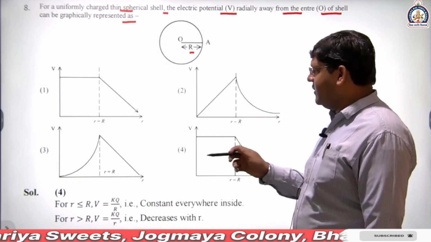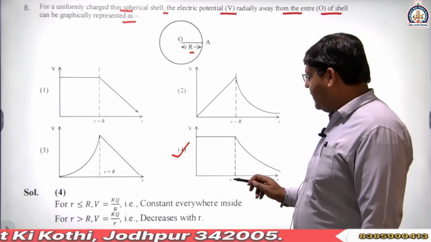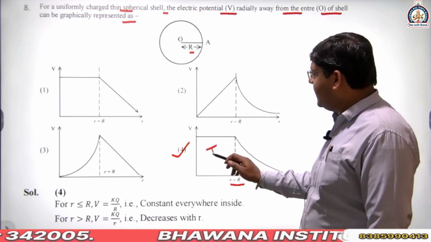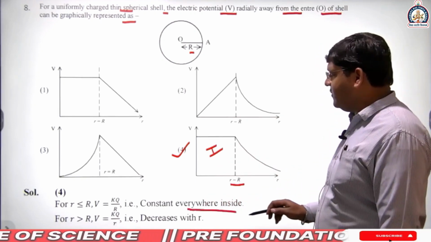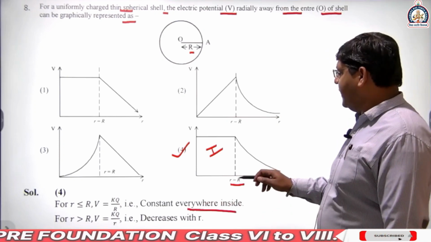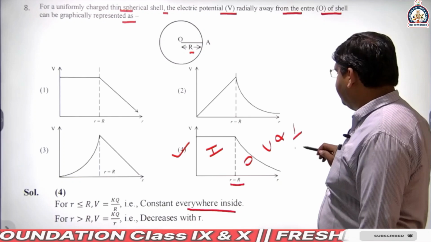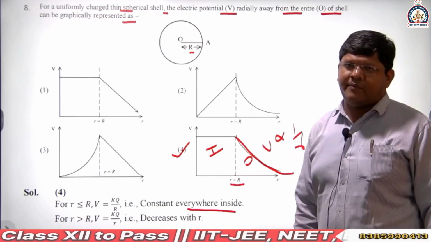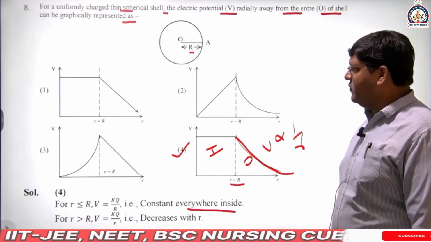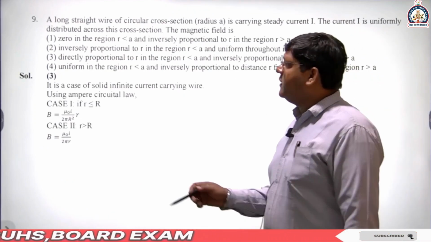So after observing, we get option number 4 is the correct one, because when we are at r equal to R, we are inside the sphere. When we are inside the sphere, the potential is the same. And when we move outside, the potential and distance are related inversely, so we get this type of graph that is known as a rectangular hyperbola. So option number 4 is the correct answer. Moving to the next part.